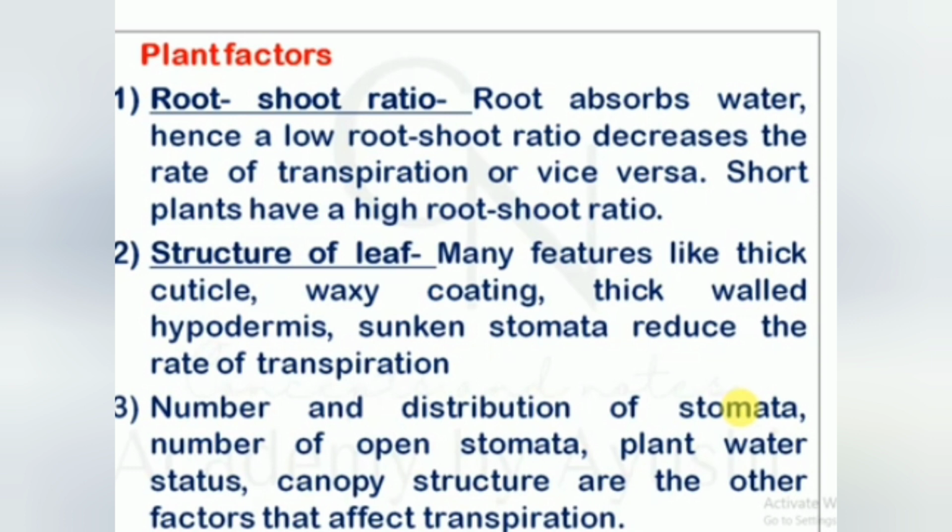Plant factors: root, structure of leaf, number and distribution of stomata. Root shoot ratio. Roots absorb water, hence a low root shoot ratio decreases the rate of transpiration, and vice versa. Short plants have a high root shoot ratio because roots absorb water, and if the plants have a short height, their root shoot ratio will be high.